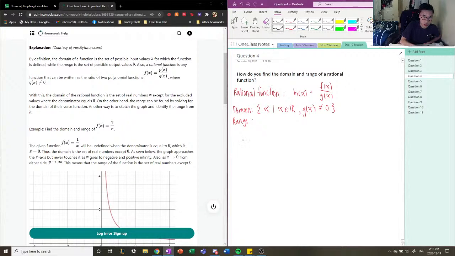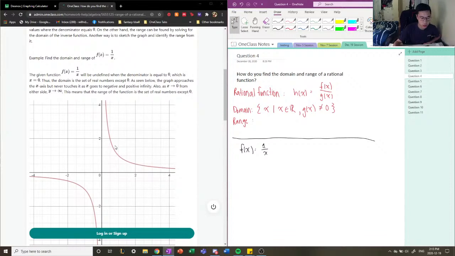The junior tutor gave us an example of f of x equals 1 over x. This is our typical reciprocal function. The numerator is 1 and the denominator is x. If we graph this, the junior tutor shows that our function is not defined at 0, because when x equals 0, it is 1 divided by 0, which is an undefined value.